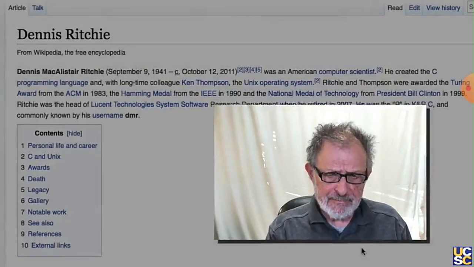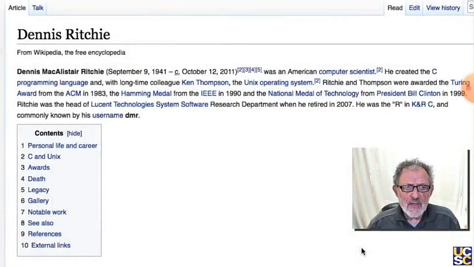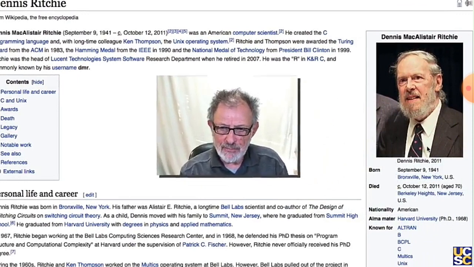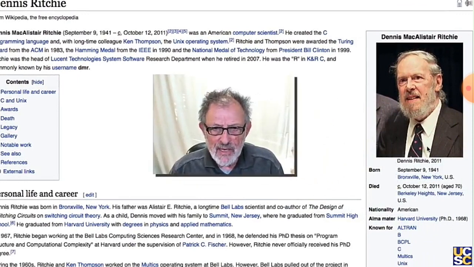Okay, so we just talked some about Dennis Ritchie. Let me put up his webpage from Wikipedia. You can see Dennis, he was born in 1941, died 2011. Listed as an American computer scientist. He created the C programming language, and with a colleague, Ken Thompson, the Unix operating system. And that's his picture towards the end of his life.